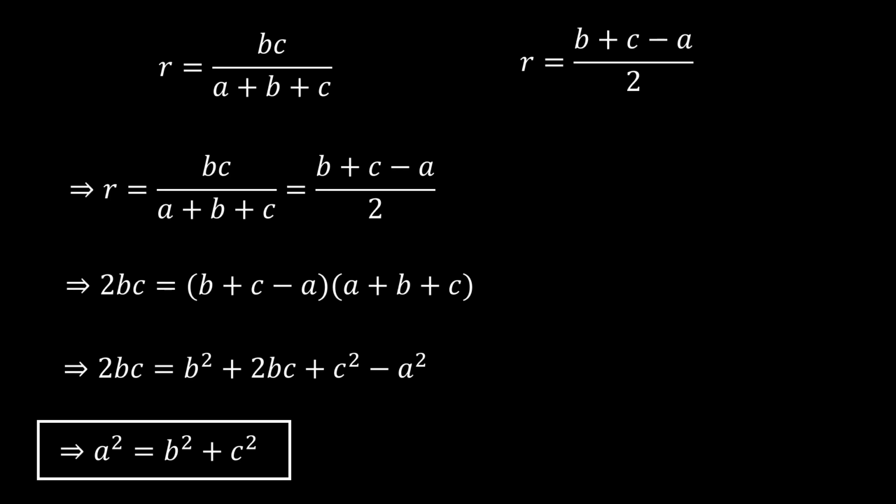On this slide, we compare the two formulas for the radius r. One formula expresses r as b times c, divided by the sum of all three sides of the right triangle. The other formula expresses r as the sum of b plus c minus a, all divided by 2. We set these two expressions equal and perform some algebra, arriving at the Pythagorean theorem that relates the three sides of a right triangle.